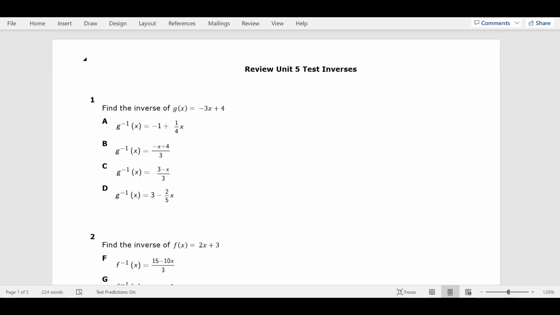For the Unit 5 test. You're going to find the inverse of this. So what we're going to do, first of all, step 1, turn it into y equals. Step 2, switch x and y. And then solve for y.